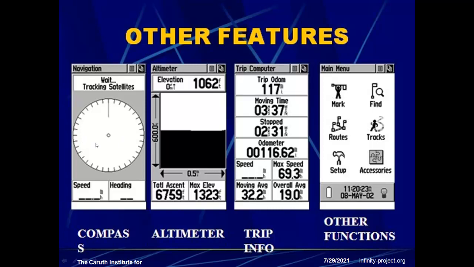Tracking satellite means we get to know what kind of instrument and how many satellites there are. Altimeter gives the height of the instrument. Trip computer covers our settings, the odometer, and the moving time. From the odometer, we can easily identify the horizontal distance measurement also. And in the main menu there are trips, routes, and marks. So you find a lot of things there.